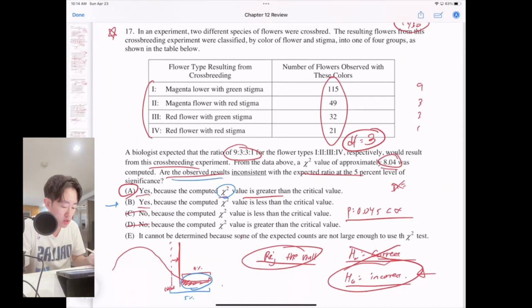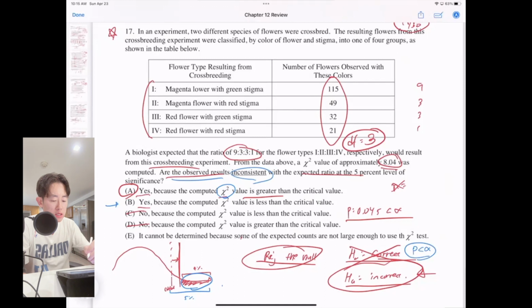Are the observed results inconsistent? Yes, absolutely. They're inconsistent because p was less than alpha, and in order to get p less than alpha, we have to get a chi-squared value that is greater than the critical value. So for 17, my apologies, but I cannot give you a clear explanation as to why it says B for this, but I believe that it should be A.